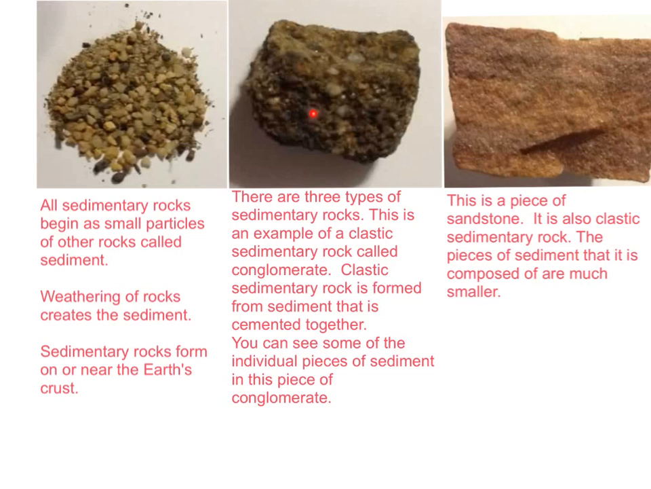This is an example of a clastic sedimentary rock called conglomerate. Clastic sedimentary rock is formed from sediment that is cemented together. You can see some individual pieces of sediment in this piece of conglomerate. This is a piece of sandstone. It is also clastic sedimentary rock. The pieces of sediment that it is composed of are much smaller.